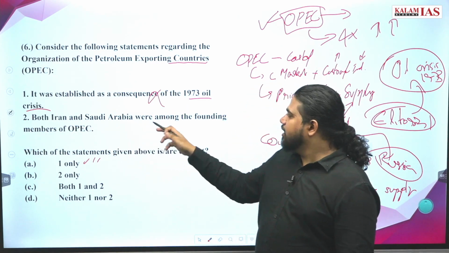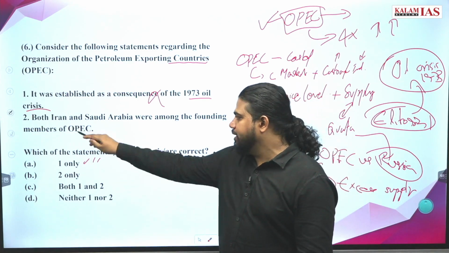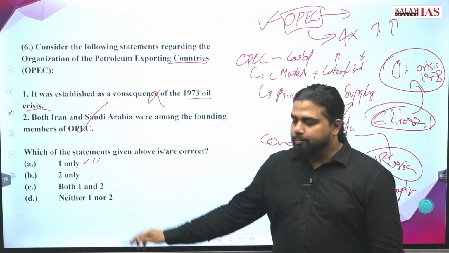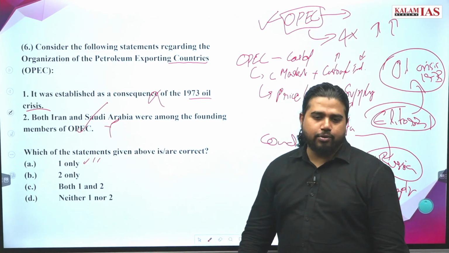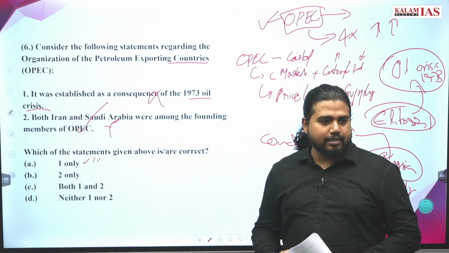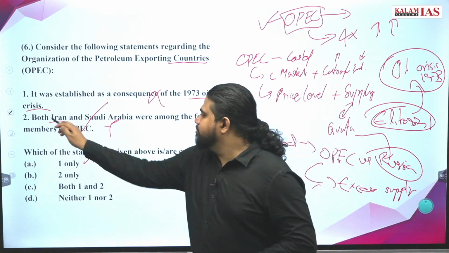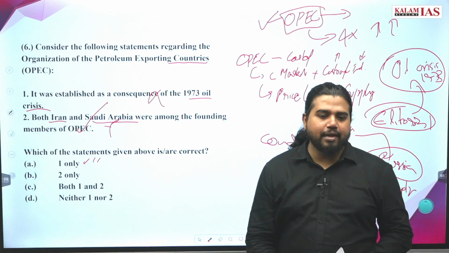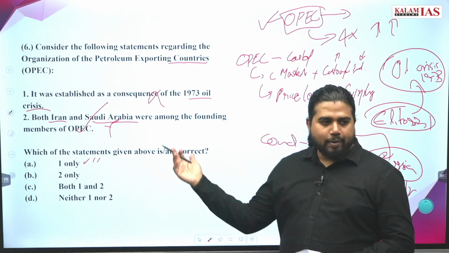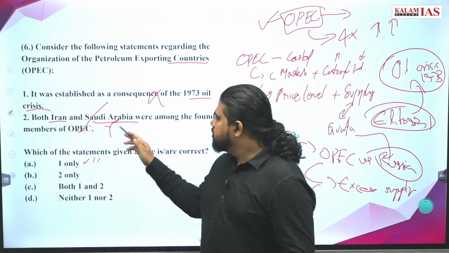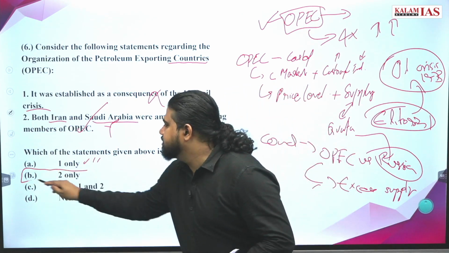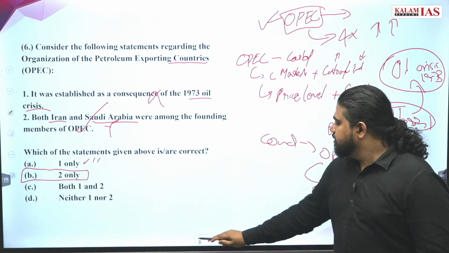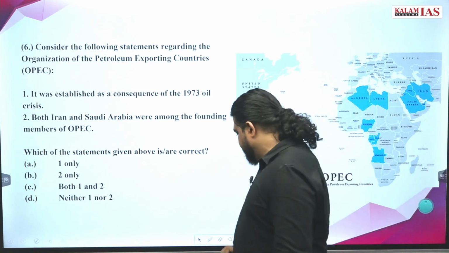Both Iran and Iraq are founding members of OPEC. These both are founding members, and they are also currently members of OPEC. Only very few groupings have Saudi Arabia and Iran come together. So OPEC is one of them. So here B is the correct answer. Only the second statement is correct. The first is incorrect.